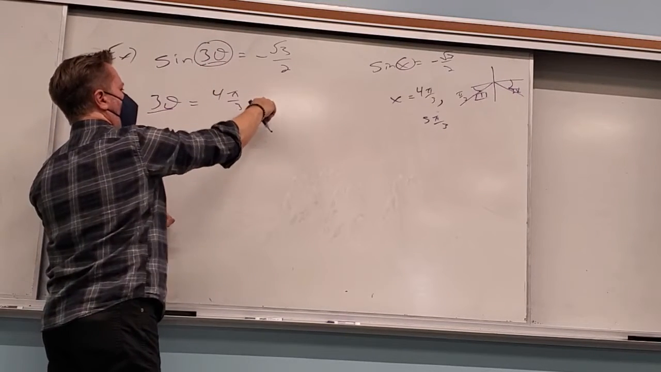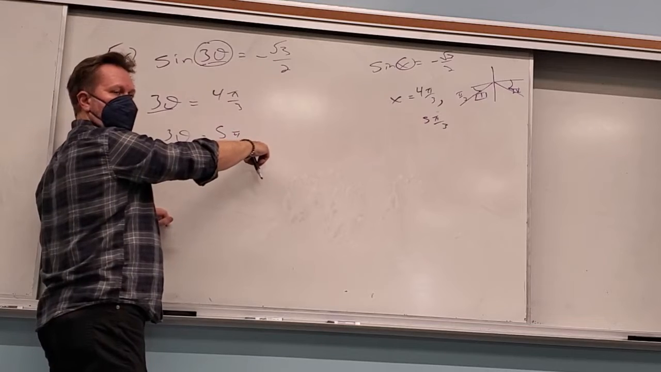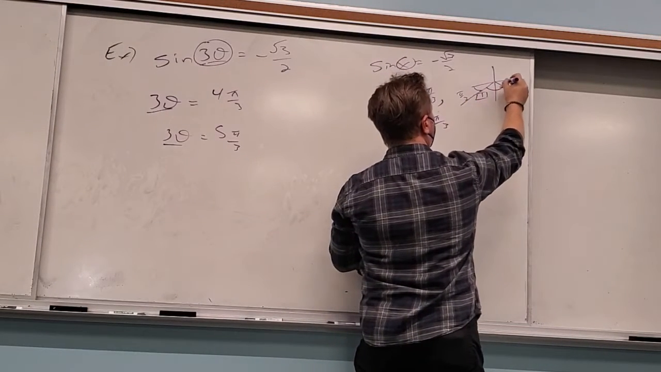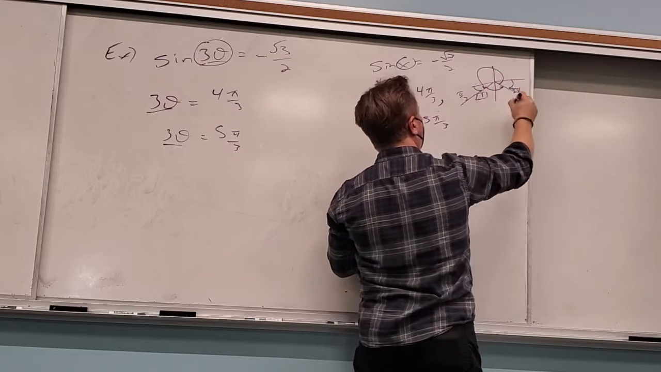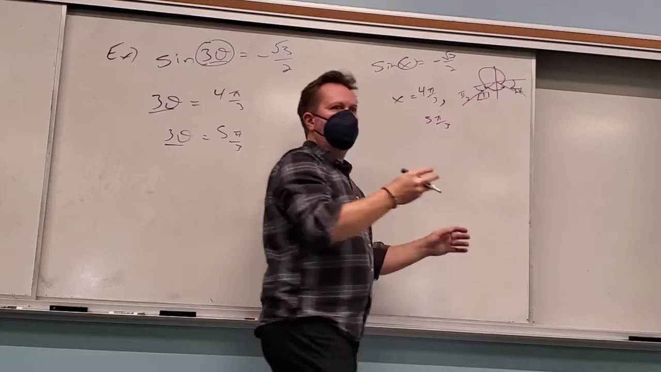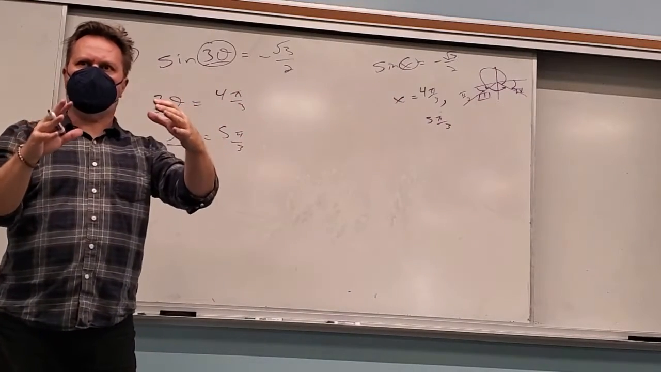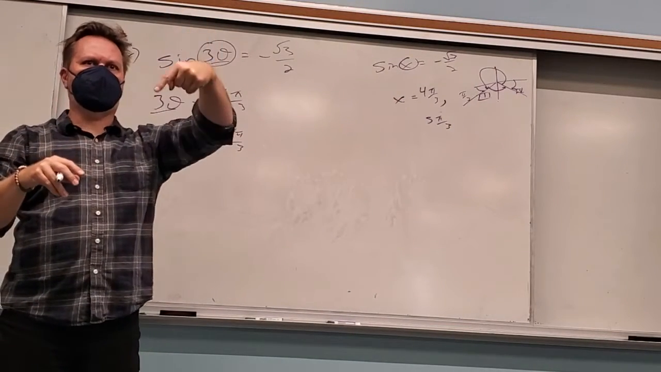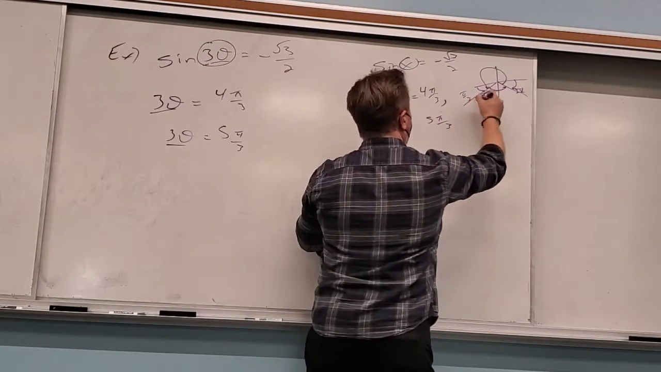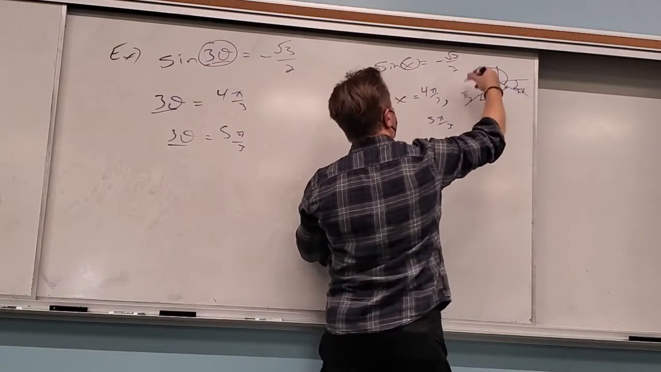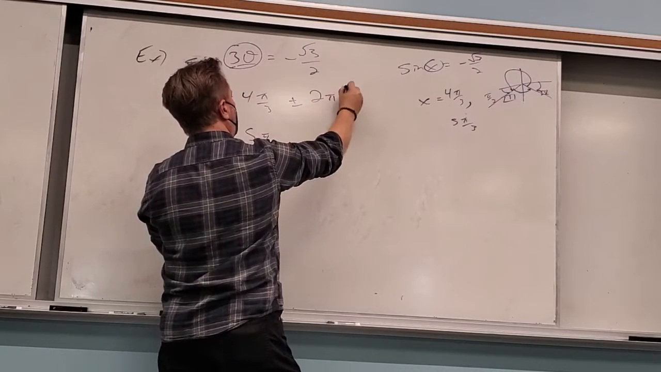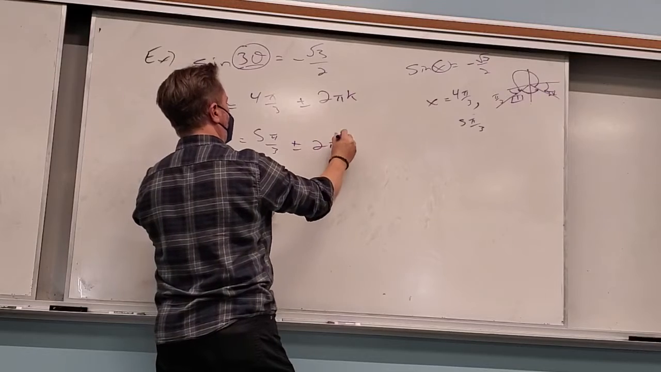Now, have I got all the answers yet? No. Are these equally spaced from each other? No. So I can't consolidate them. I have to use 2 separate lines. So starting here, I can add 2 pi, or subtract 2 pi. So this would be plus or minus 2 pi k. And the same thing here for the exact same reason.